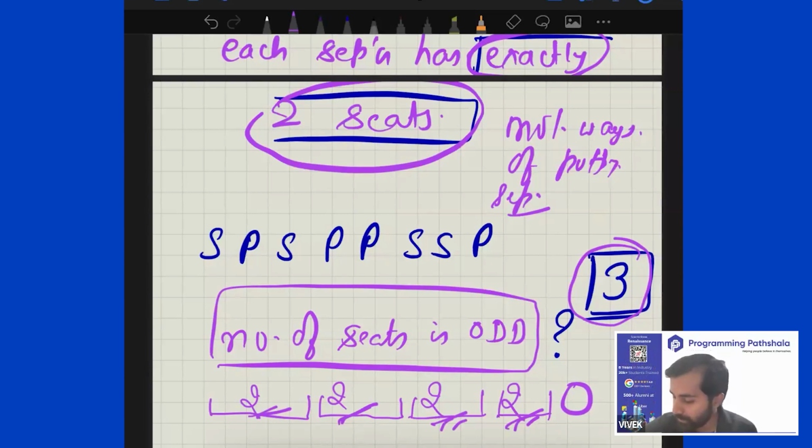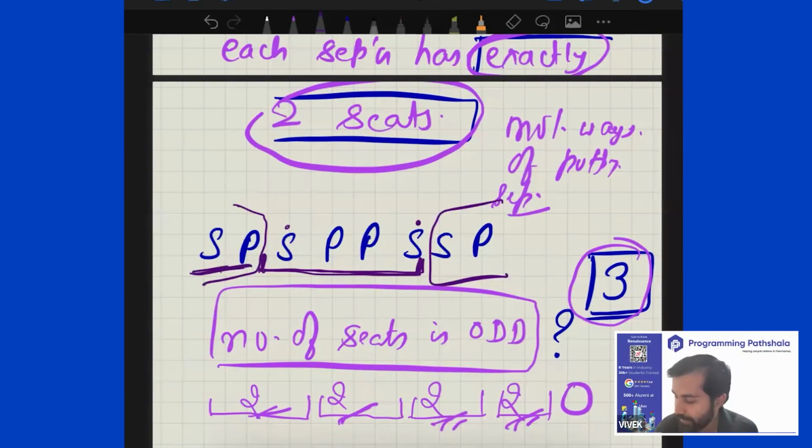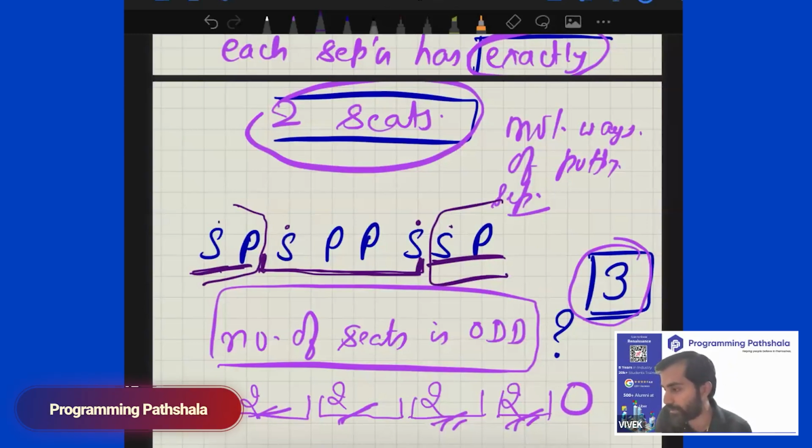See, if you are talking about all the subarrays, there may be issues. Let me illustrate that. So let's say you consider this subarray. This subarray also has two seats. But if you consider this as a chunk, okay, as a separation, then this thing will be left out and this thing will be left out. And now they will be unhappy because they are having exactly one seat inside them. But what we wanted was two seats. So it's not ideal to consider all the subarrays over here. Is that making sense?